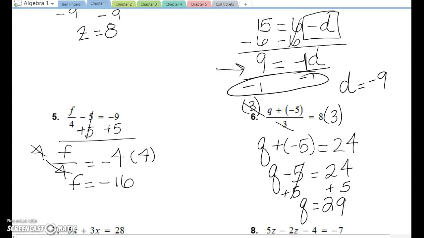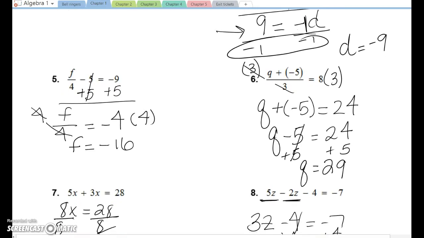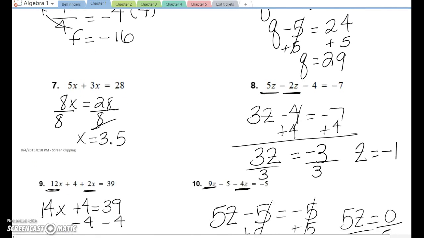Now number 6 is different than number 5. So number 5, the only thing that was being divided was the f. Okay, so in number 6, everything on top is being divided. So first you have to multiply. So if the whole thing is being divided, first we're going to multiply by the denominator. Okay, so look at the difference between 6 and 5. So 5 we added first because only the f was being divided. On number 6, the whole top is being divided, so first we had to multiply. So if you need to, go rework that one.